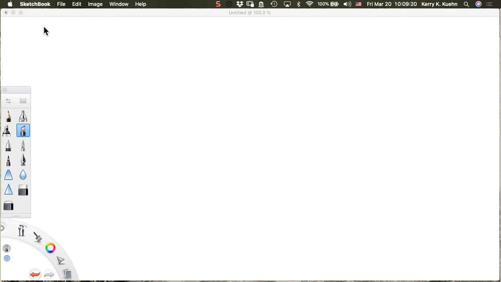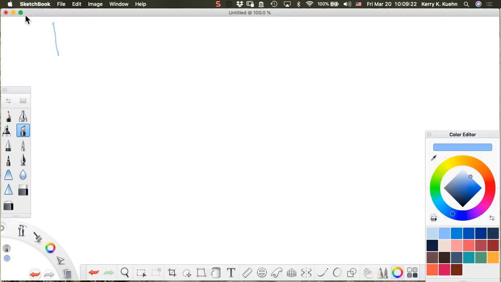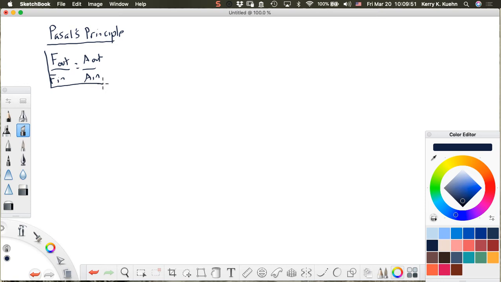So before I go on to his third explanation of Pascal's principle, let me go back here, let me get a different color ink. So we're talking about Pascal's principle. I'll remind you what it is. I'll just write down the formula: force out over force in equals A out over A in. That was Pascal's principle. And I explained how this arises.